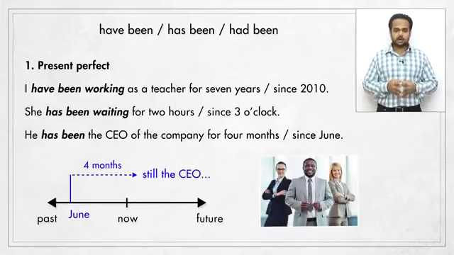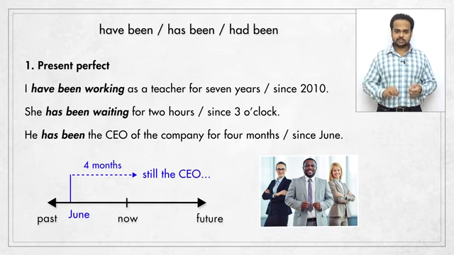Okay, have a look at this sentence. He's been the CEO of the company for 4 months. Or we can say since June, because that's when he started. Here, we don't have an ing verb like working or waiting. That's because we don't want to focus on any action. We just want to express the situation that he became the CEO in June and he's still the CEO.